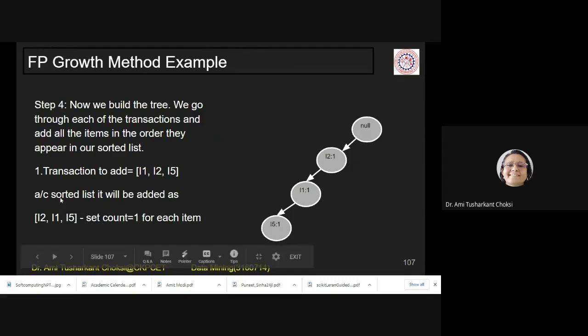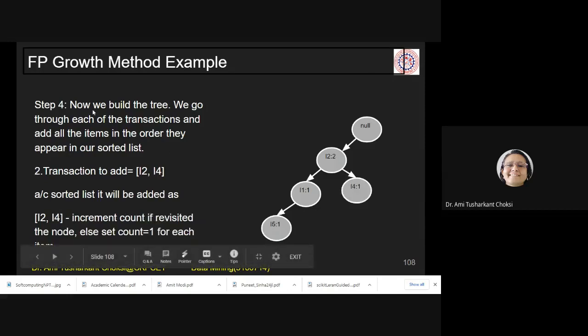Now, that way we make the tree. First of all, we make the null node. Then for the first transaction, first I2 is there, then I1, and then I5. For all of them we set the count equal to 1, because we have traversed these particular nodes only once. Clear? Fine, let us proceed.